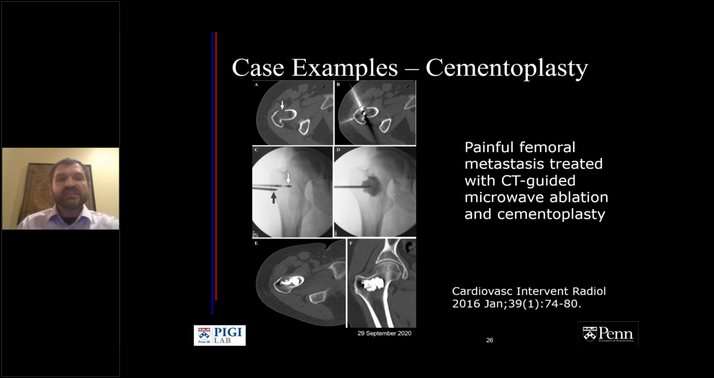And so this is an example. You can see that we can do it under fluoro, we can do it under CT guidance. This is a femoral metastasis that's being treated with microwave ablation and cementoplasty.